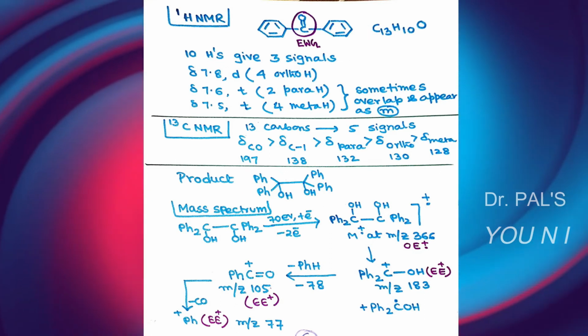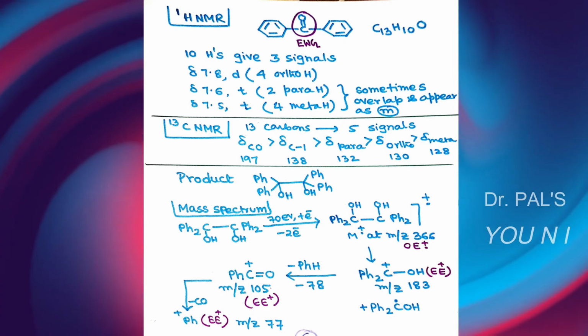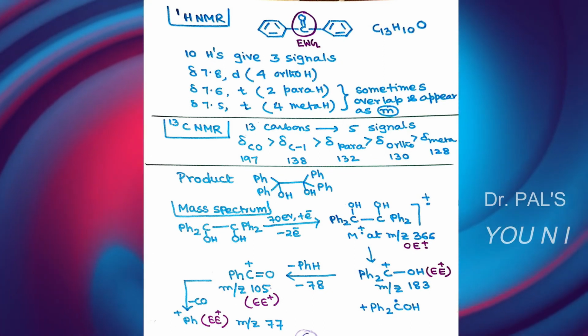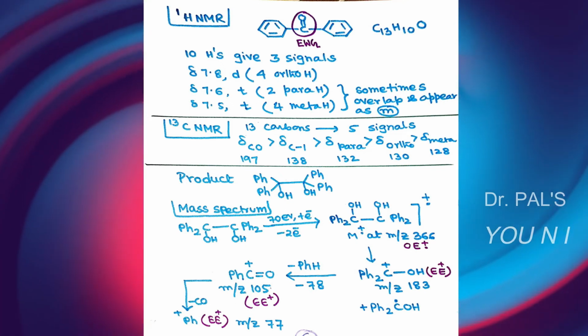Now coming to the ortho hydrogens, which appear at delta 7.8, the ortho hydrogens will undergo coupling with the meta hydrogens, so they will appear as a doublet, and there are 4 ortho hydrogens.